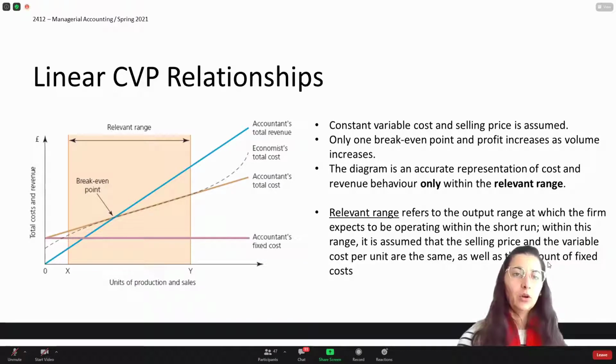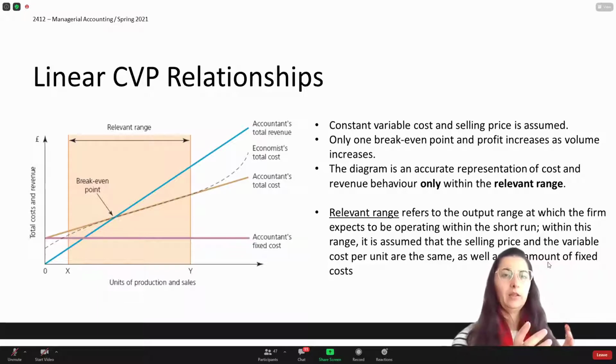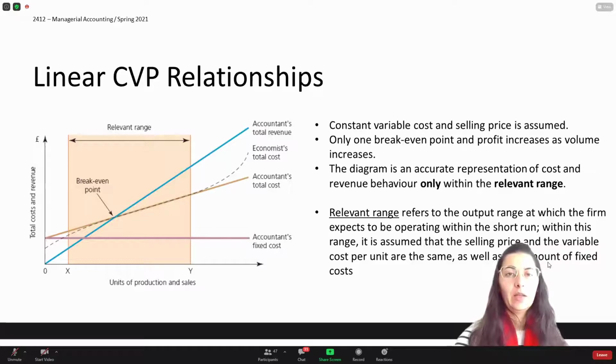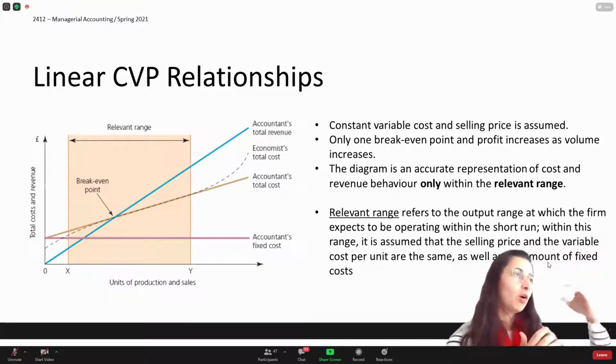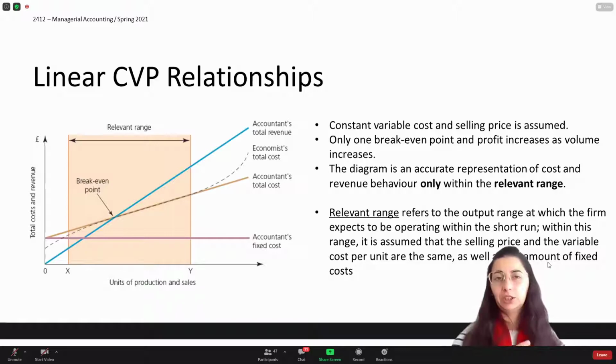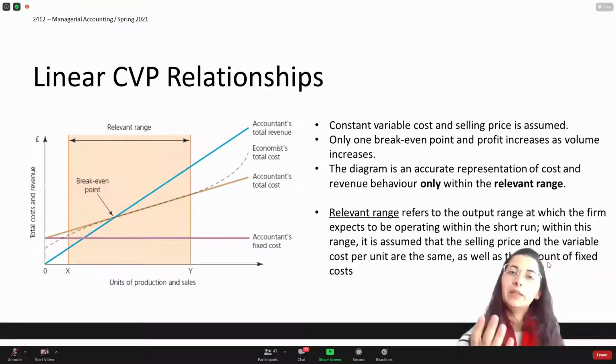So normally we look at a relevant range of about a year, okay? This is a normal assumption. In 1 year, there won't be a huge difference in terms of variable costs, selling price, and fixed cost. These should remain more or less constant in the period of 1 year. But beyond 1 year, things might change. So normally we consider 1 year as the relevant range, but it can be different for different industries.